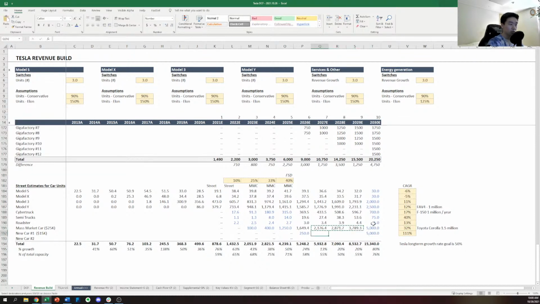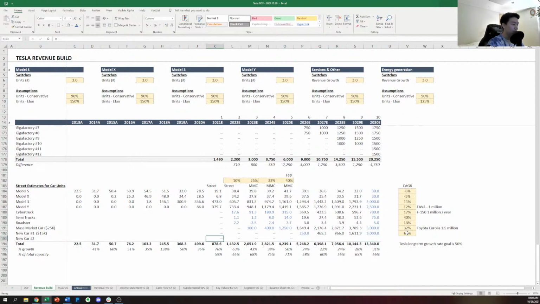Dang. And I did not build this formula correctly. Can't copy paste it. Okay. Man, that's too much. Everything is too much. Still just at 13 million cars.